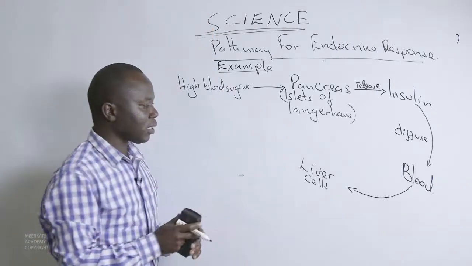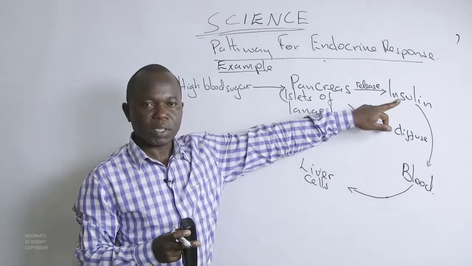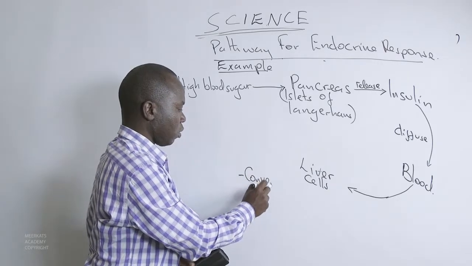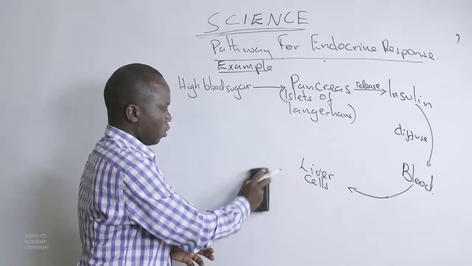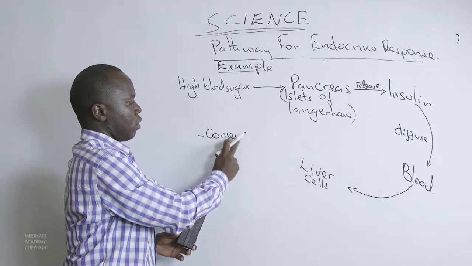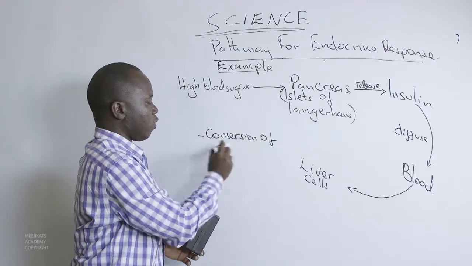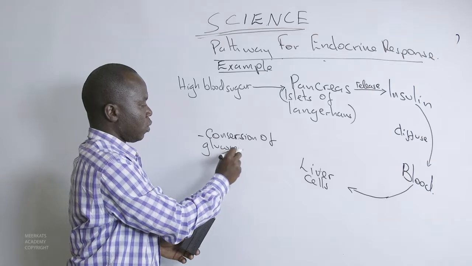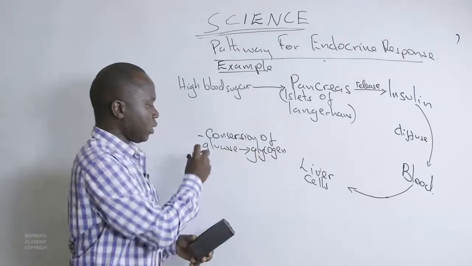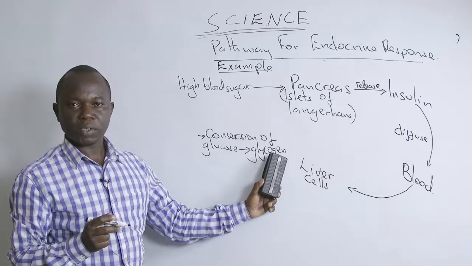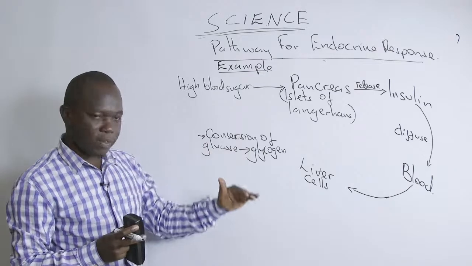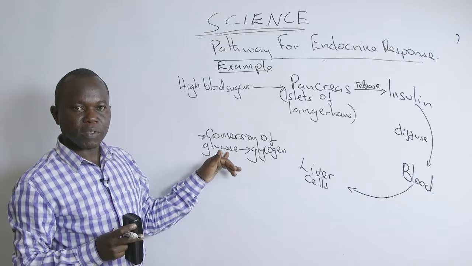So some of the activities that will happen in the liver due to insulin will include conversion of glucose to glycogen. That's just one activity, conversion of glucose to glycogen, so that this glycogen will be stored in the skeletal muscles and some in the liver cells. So it will have reduced some slight bit of the glucose.